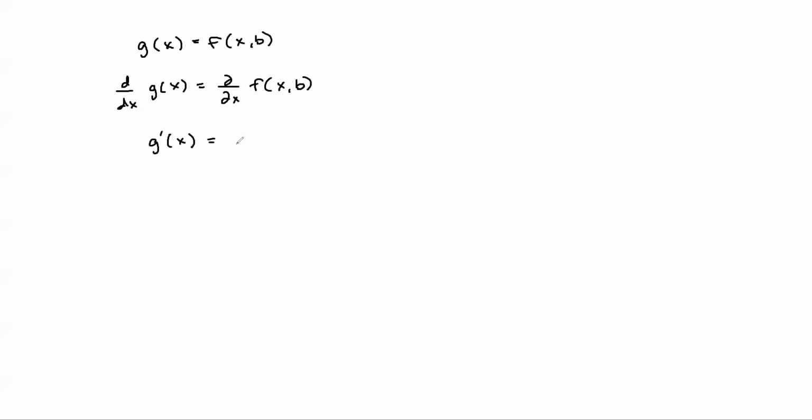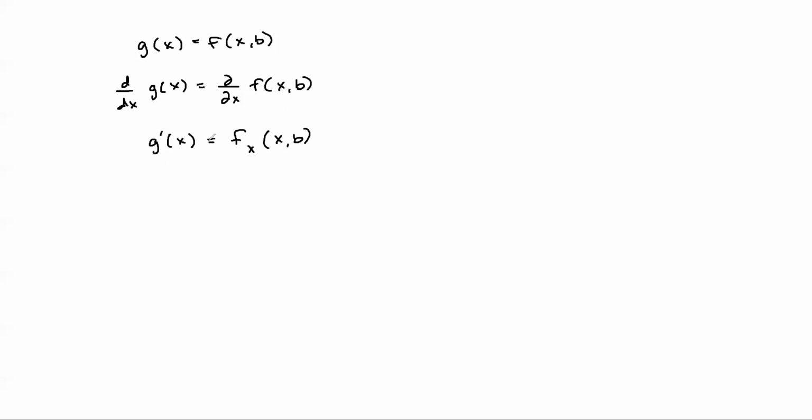So now we can just go ahead and say, if we have g of x equal f of x comma b, and you differentiate both sides. If you differentiate the left side, we're differentiating with respect to x. And if we differentiate the right side with respect to x, we have to use a partial derivative because it's a 2-variable function here. And so we get g prime of x, and over here on the right side, we get the partial of f with respect to x.